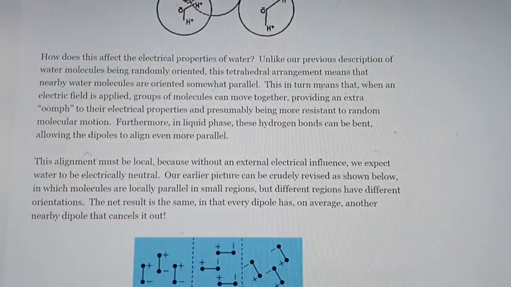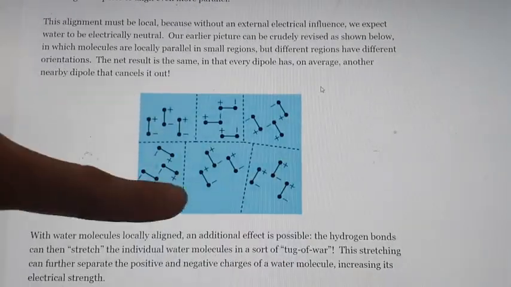How does this affect the electrical properties of water? Unlike our previous description of water molecules being randomly oriented, this tetrahedral arrangement means that nearby water molecules are oriented somewhat parallel. This in turn means that when an electric field is applied, groups of molecules can move together, providing an extra oomph to their electrical properties. So the model looks like this. So here it is in clusters.